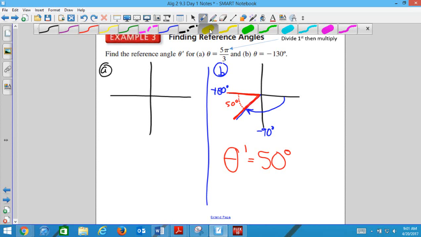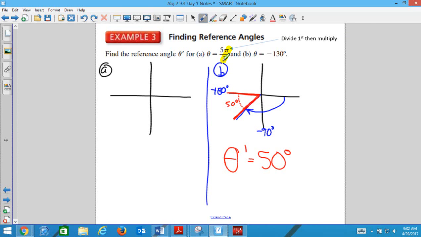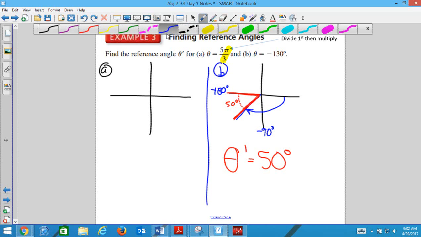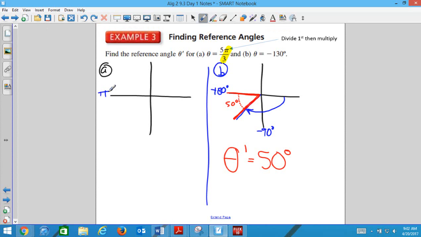I'm going to look at the pi divided by 3 part first. So pi divided by 3 says where's pi on my chart? Halfway. So if I take halfway and I divide it into 3 equal pieces, you might even think, oh, those are 60-degree angles. Each one of those is a pi over 3. How many do I need? 5 of them. So I have 1, 2, 3. I got to keep going. 4, 5. So here's my 5 pi over 3 line.